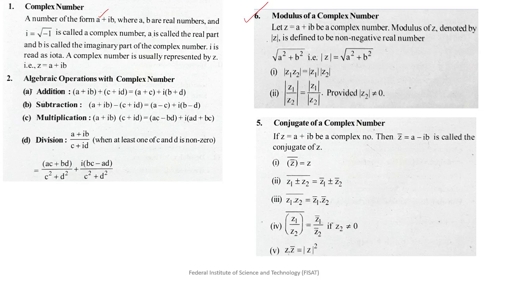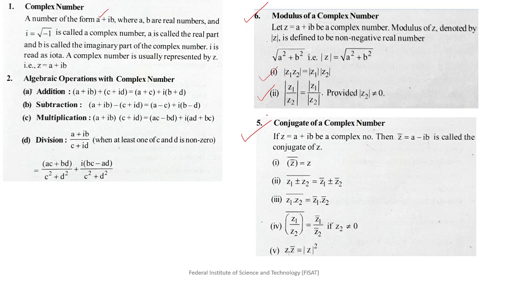Next is modulus of a complex number. If z equal to a plus ib, mod z is given by root of a square plus b square. And two properties of it are mod z1 z2 equals mod z1 into mod z2. Also mod z1 by z2 equal to mod z1 divided by mod z2, provided mod z2 is not equal to 0.